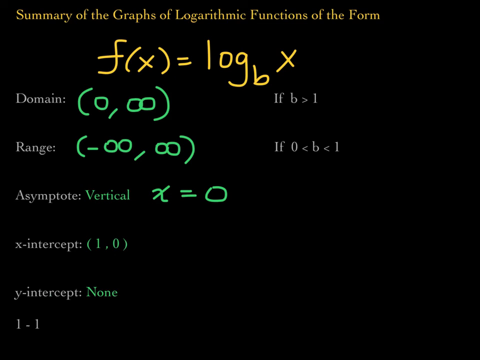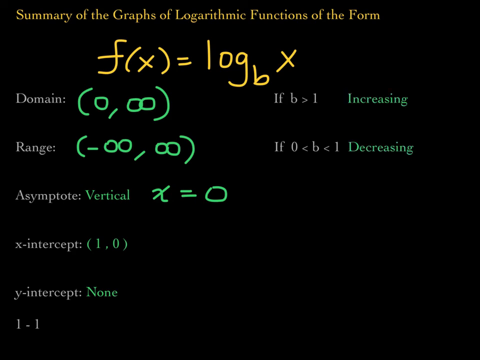Now the last thing I want to say is notice that in the first function that we graphed, the base was 3. And when the base was 3, we had an increasing function. The second curve, the base was 1/3, and our function was decreasing. So very similar to exponential functions, if the base is greater than 1, it'll be an increasing function. If the base is a fraction between 0 and 1, it will be a decreasing function.